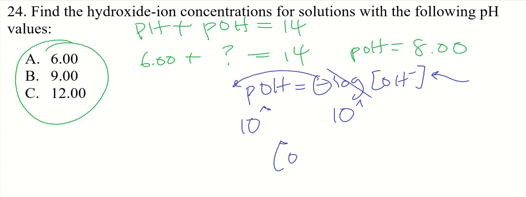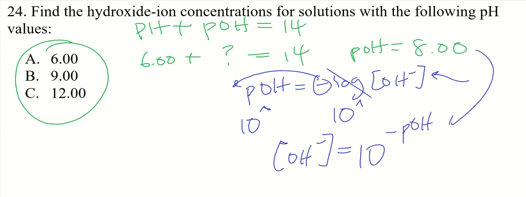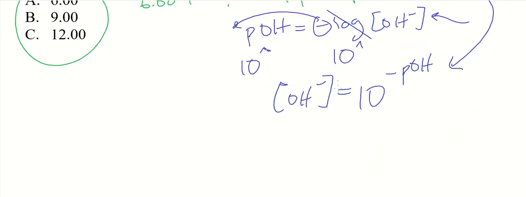So what you get is, to get our answer, which is what it's looking for, the hydroxide ion concentration, you take 10 raised to the negative pOH. We have the pOH right there. So in your calculators, you put 10 to the negative, what do we say, 8, negative 8.